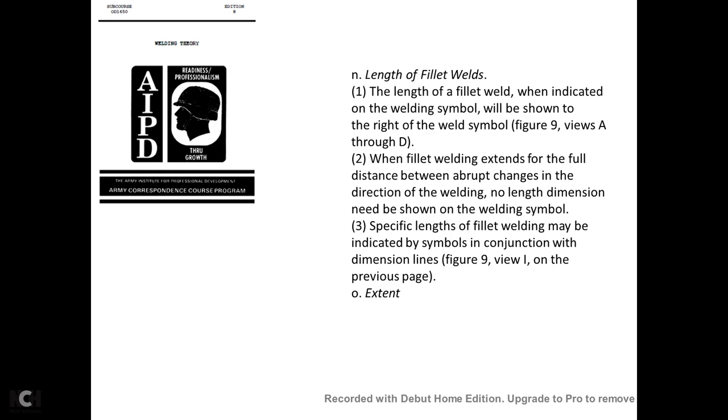Length of the fillet weld. The length of the fillet weld will be indicated on the welding symbol, shown on the right of the welding symbol. When the fillet welding extends the full distance between abrupt changes of the direction of the welding, no length dimension should be shown on the welding symbol. Special lengths of the fillet welds may be indicated with symbols in conjunction with dimension lines.